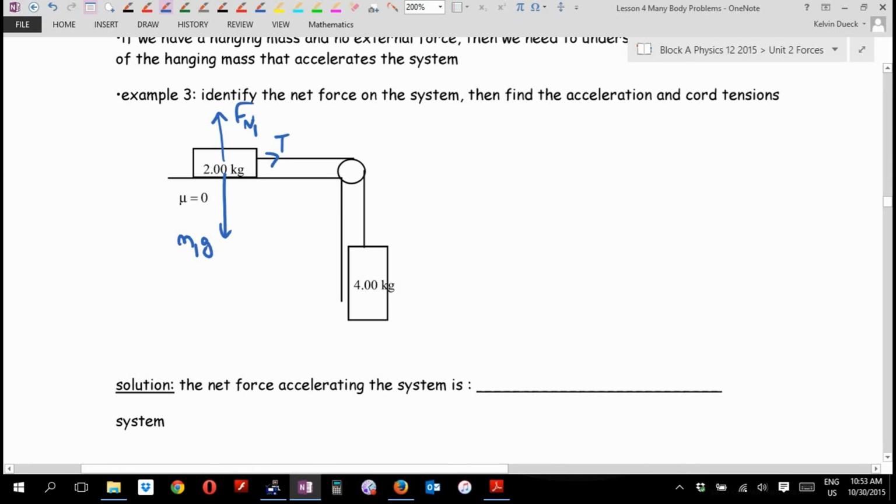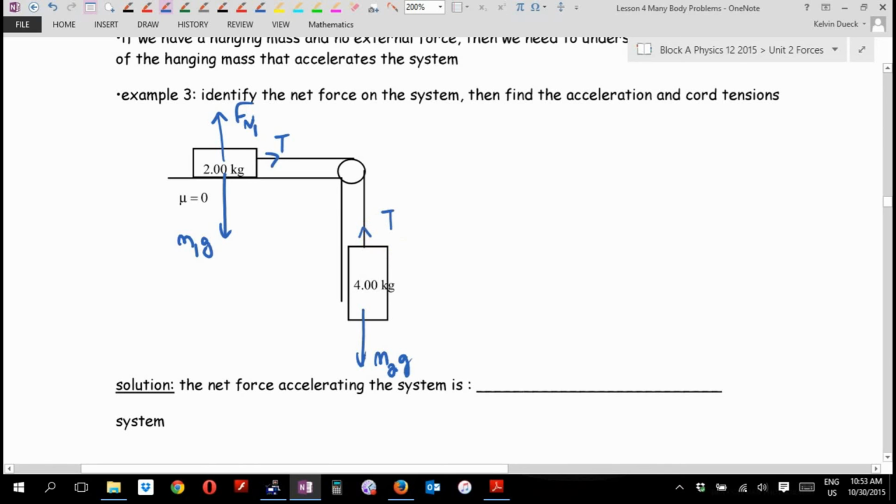Let's do the 4 kilogram mass. What are the forces acting on the 4 kilogram mass? Get the obvious one. Gravity. Is there more than one mass, Lewis? There is more than one mass, so I'll call it M2G. What else? Is there a rope? Tension.